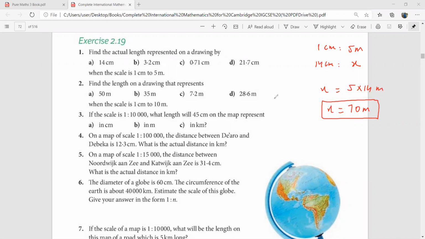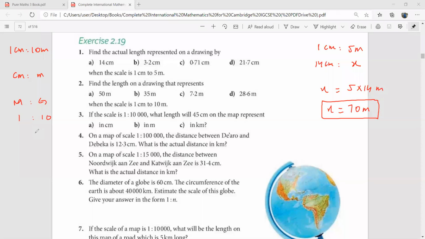Okay. Similarly, if you look at the second question here, it says find the length on a drawing that represents 50 meters. So now these lengths are given in meters. That means these are the actual lengths on the ground here. So we have the scale 1 centimeter to 10 meters. So this is 1 cm to 10 meters. Okay. You can either even write it as cm ratio the meters, or the map ratio the ground. Okay, so we have 1 cm and it is represented as 10 meters.